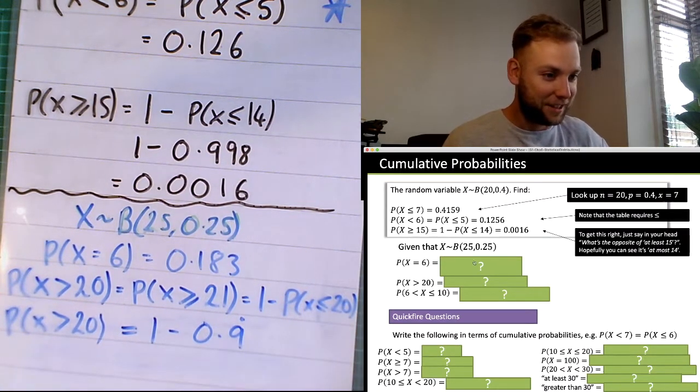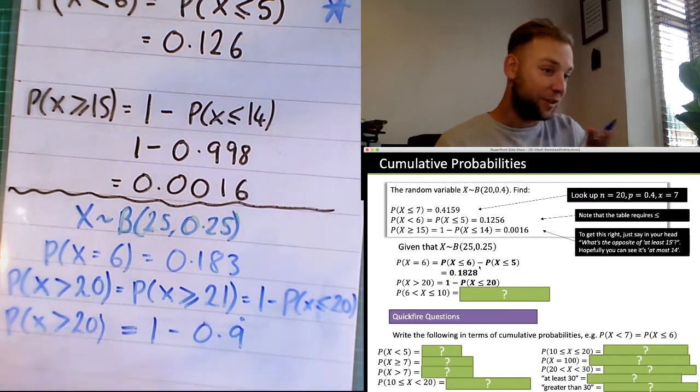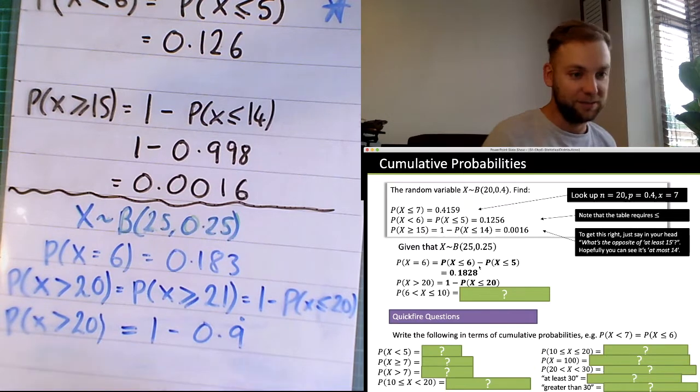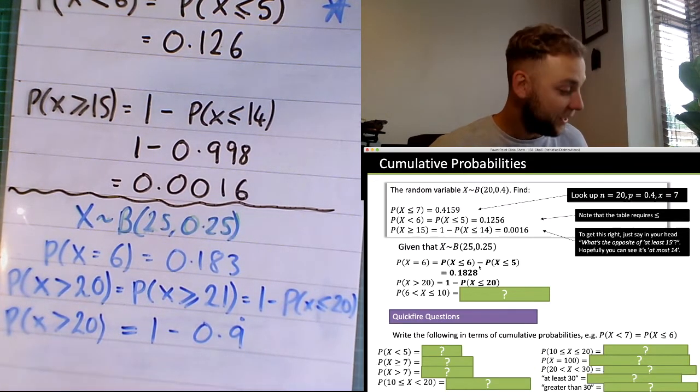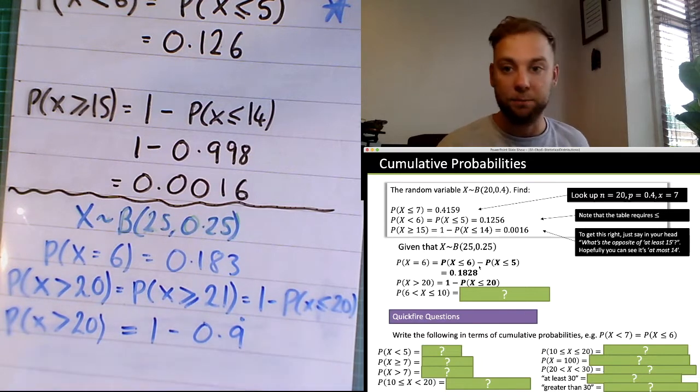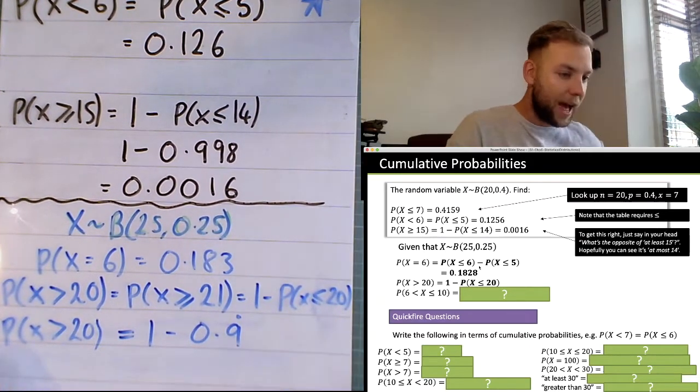Bit of a strange question, that one. So they haven't actually worked it out. I've worked it out. It doesn't actually work if you work it out. But this is how you would do it: 1 minus the probability that it's less than or equal to 20. Okay, let's have a look at that other one.